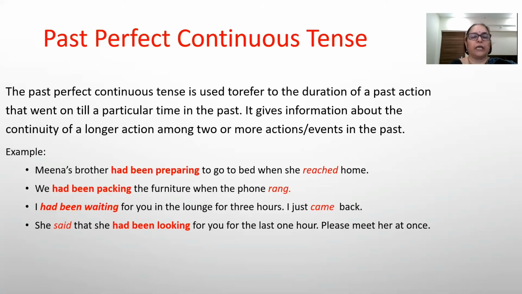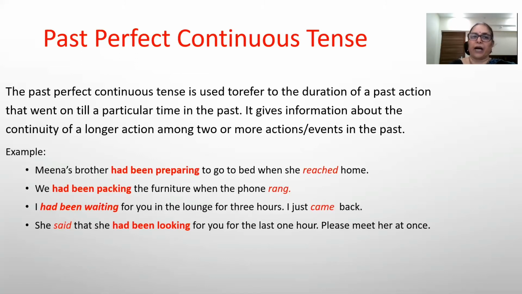Look at the examples here, you can understand that in a better way. Meena's brother had been preparing to go to bed when she reached home. So she reached home. By that time, for some time, Meena's brother had been preparing to go to bed.